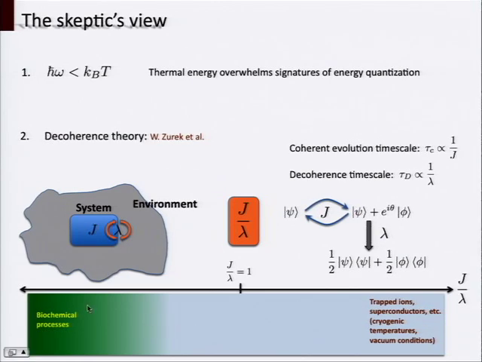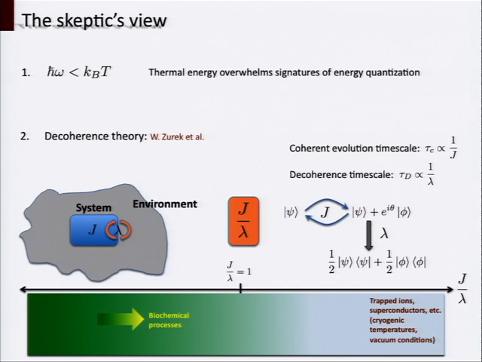On the other end of the scale, and this is typically the skeptic's view, right? That this is where biochemical processes lie. They lie all the way on very small J on lambda. Okay. But one should ask the question: is that a priori necessary? I mean, should biochemical systems only lie on that side? And what I will hope to show you is that we know of at least one biochemical system which is much closer to the right-hand side of the scale. Okay, and maybe there are more.